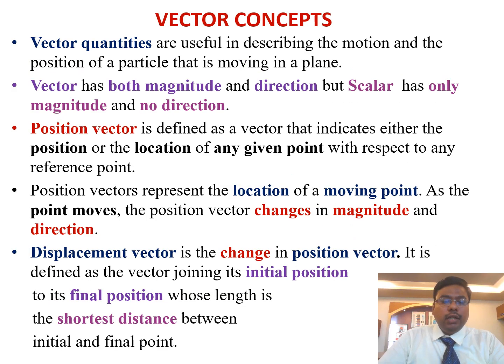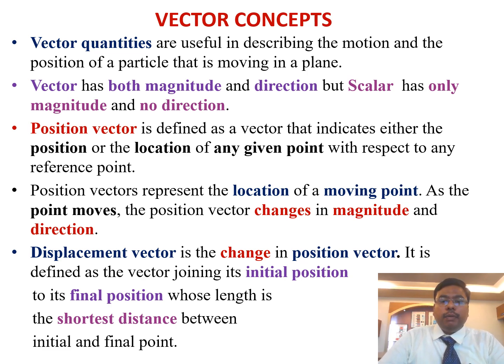Vector quantities are useful in describing the motion and the position of a particle that is moving in a plane. A vector has both magnitude and direction, but a scalar has only magnitude and no direction. A position vector is defined as a vector that indicates either the position or the location of any given point with respect to any reference point.